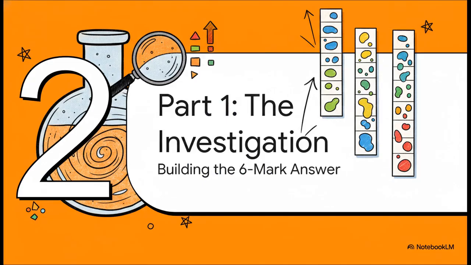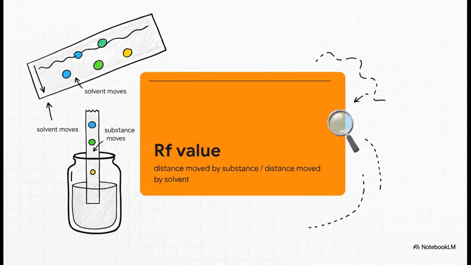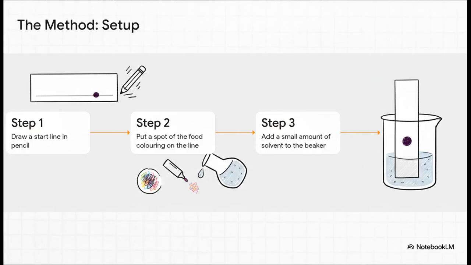Right, let's dive into the core of the problem. This is where we're going to see how to build a top-level answer for the main investigation. This is where most of the marks are, so getting this part right is absolutely key. Before we even think about the method, let's lock in our target. The question actually gives us the formula right there on the paper. Our whole plan is designed to find the 2 numbers we need to plug into this equation. The RF value is just the distance the dye spot travels divided by the distance the solvent travels. Simple as that.